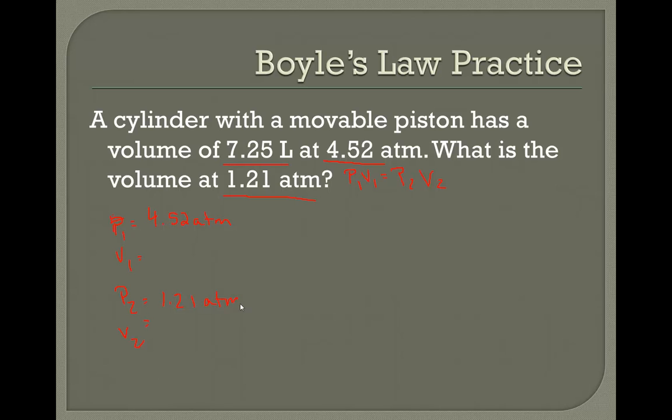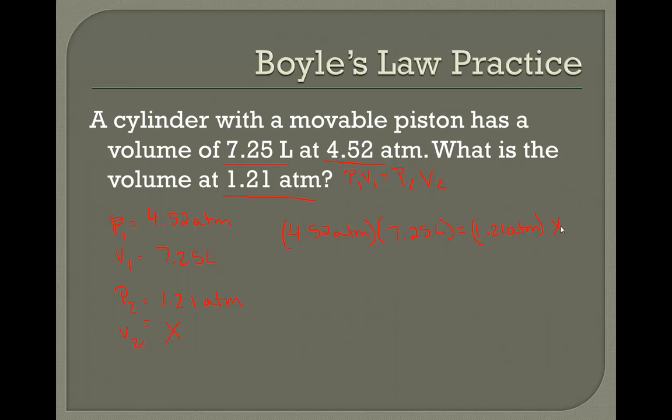Now you might remember from earlier that there are several different units for pressure. For these equations, as long as they match up, as these do, you're okay. The initial volume is 7.25 liters, and we're looking for the final volume. Once again, even though we could have it in liters or milliliters, as long as those match up, we're okay. So the first pressure is 4.52 atm. The first volume is 7.25 liters. The second pressure is 1.21 atm, and we're looking for the second volume.